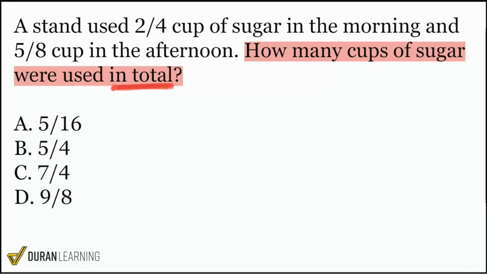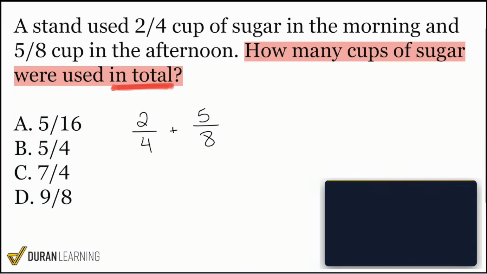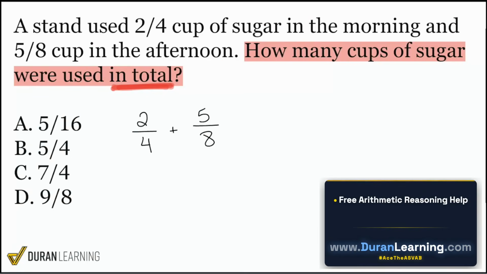And when we look at the information, bit by bit, we see that it says a stand used 2/4 of a cup of sugar in the morning and 5/8 of a cup in the afternoon. How many cups were used in total? So that tells me that we'll take the 2/4 and we'll add that with the 5/8, and that's what's going to give us our answer. So to get there, we need the same denominator, so we cannot add these yet because the 4 and the 8 aren't the same.